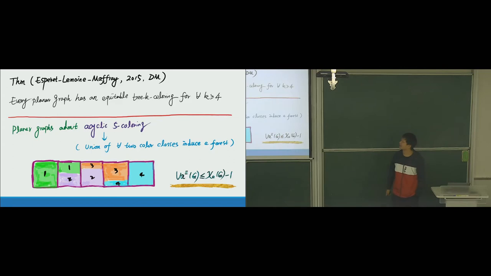So my second topic in this talk is about planar graphs. In 2015, Esperet and some others proved this result. And they said that every planar graph has an equitable tree k-covering for every k. This k is at least 4.